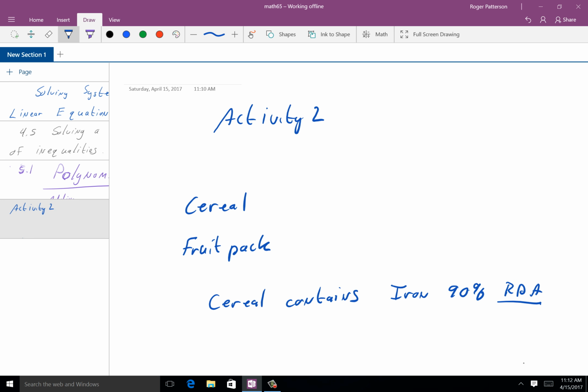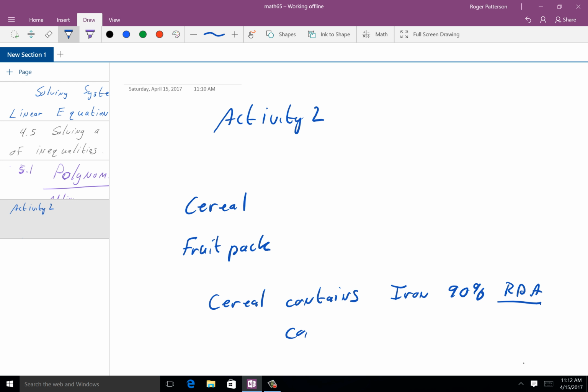So if you look on a nutrition label, it will say RDA. Well, that's the recommended daily allowance. So if you're getting 90% of the iron, that means all you've got to do is eat something else that has 10%, and you've met your requirement for the day of iron. Some people need more or less. It's just an average.